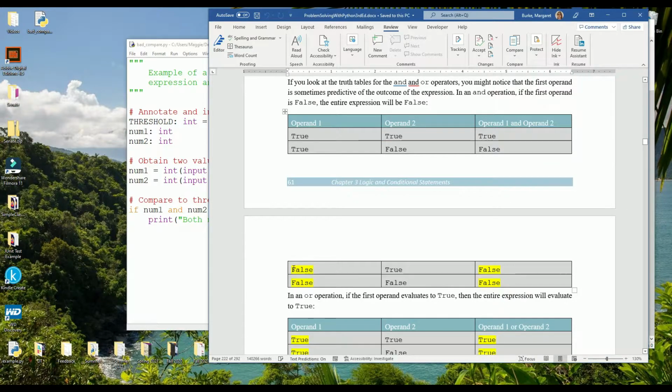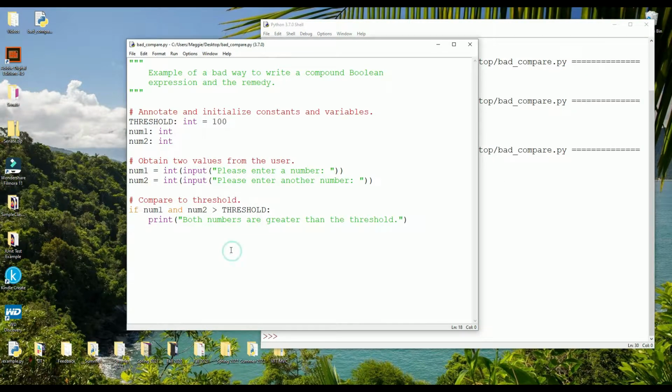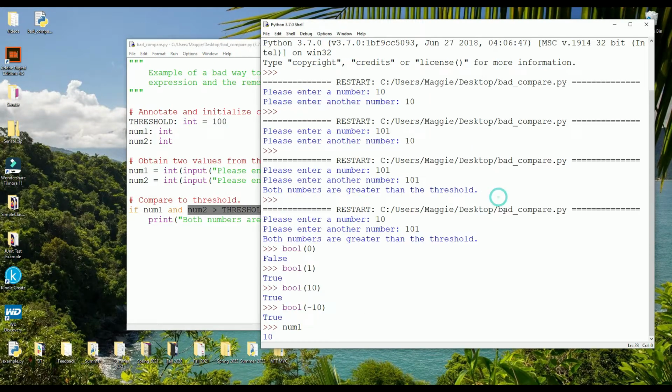So if the first operand is false, the whole thing is going to be false. So it evaluates to the first operand. If the first operand is true, then it's going to evaluate to whatever the second operand is. Okay, so getting back to this expression. If this is any non-zero number, then this is true. That means that the whole expression is going to have to evaluate to whatever this evaluates to, num2 greater than threshold. So we go back to our testing.